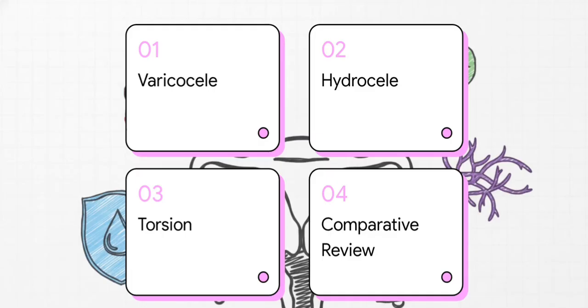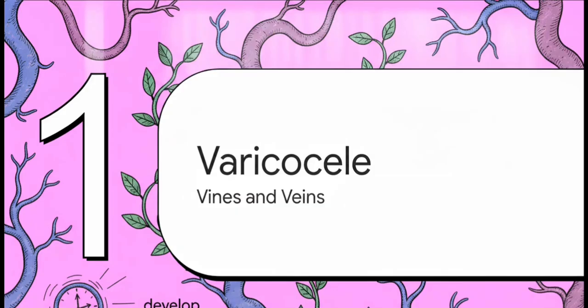Okay, let's look at the agenda for today. First, we'll cover the power of visual memory. Then we'll dive into varicocele, vines and veins, followed by hydrocele, the water balloon. After that, we'll look at torsion, the twisting clock, and we'll wrap it all up with a final comparative review. All right, let's jump right into our first condition, varicocele, vines and veins.